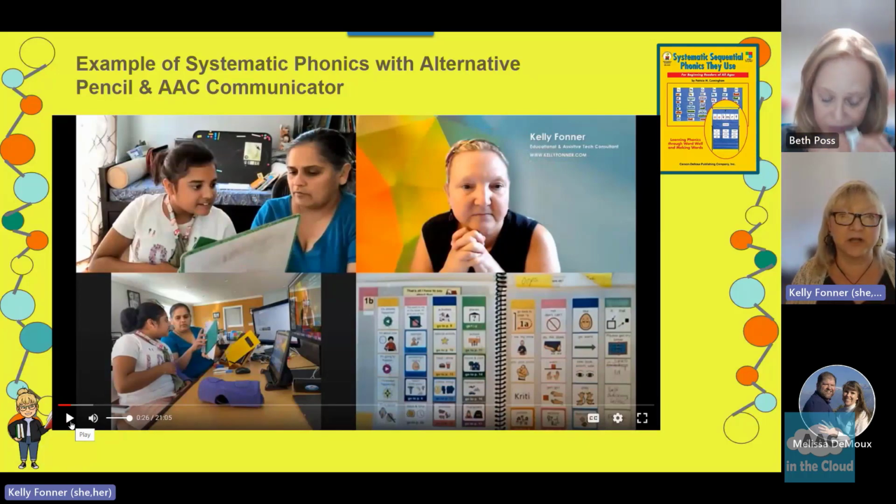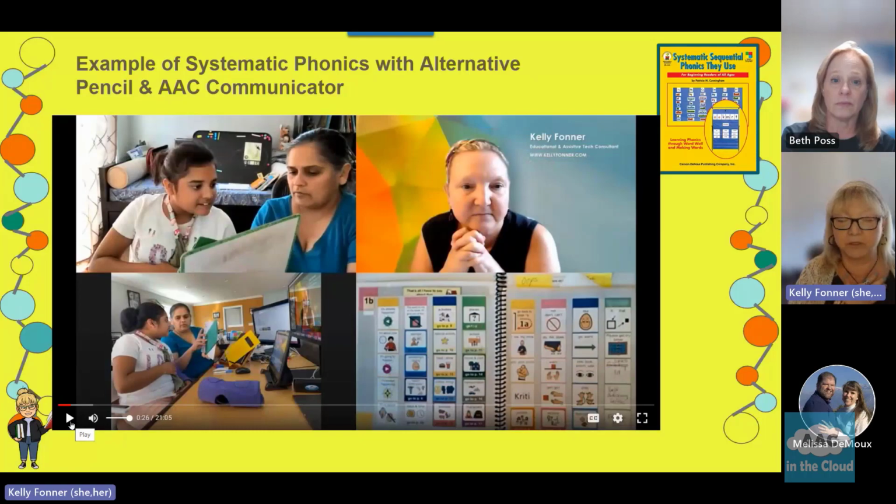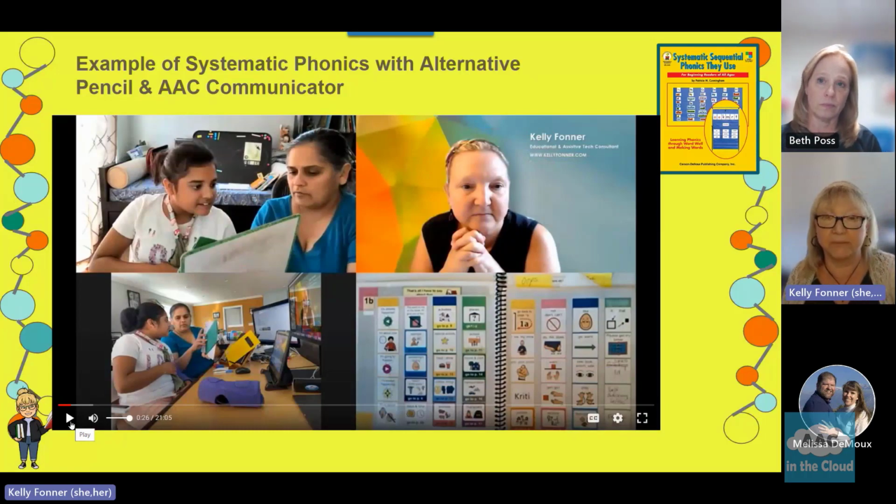So my screens are on the right. That's my Zoom screen in the upper right. The lower right is her communication book that I have here at my desk that I model from underneath a document camera. On the left is from her home. It's at her desk in her home, and you see her there. In this particular video, she's with her mom.